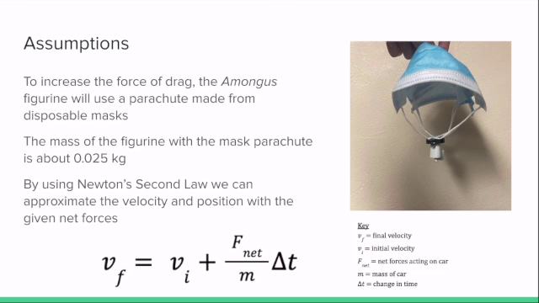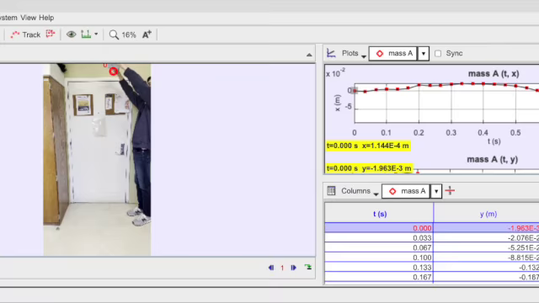Now, there are a few assumptions that we'll be making today. First of all, to increase the force of drag, the Among Us figurine will be using a parachute made from a disposable mask. Additionally, the mass of the figurine with the mask parachute is about 0.025 kilograms. And by using Newton's second law, we can approximate the velocity and the position with the given net forces.